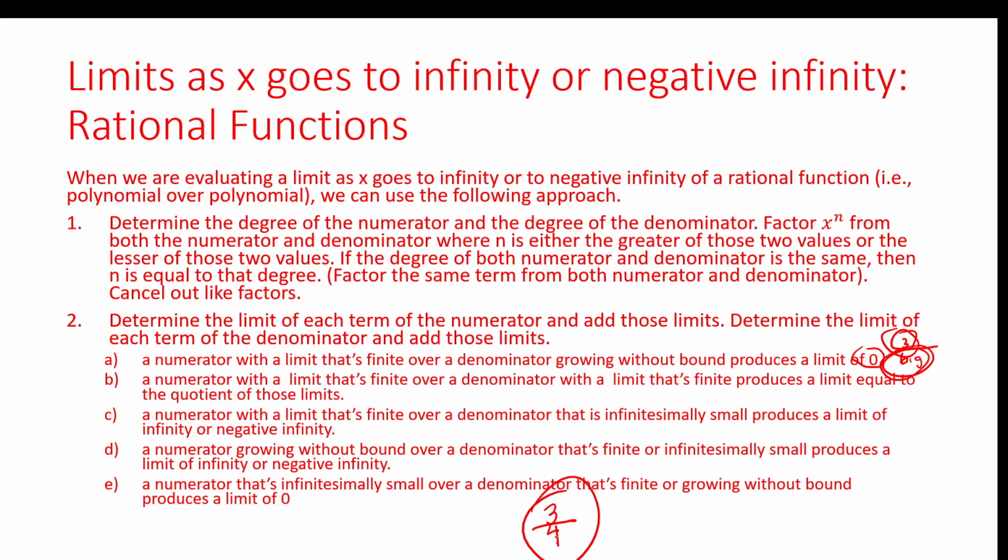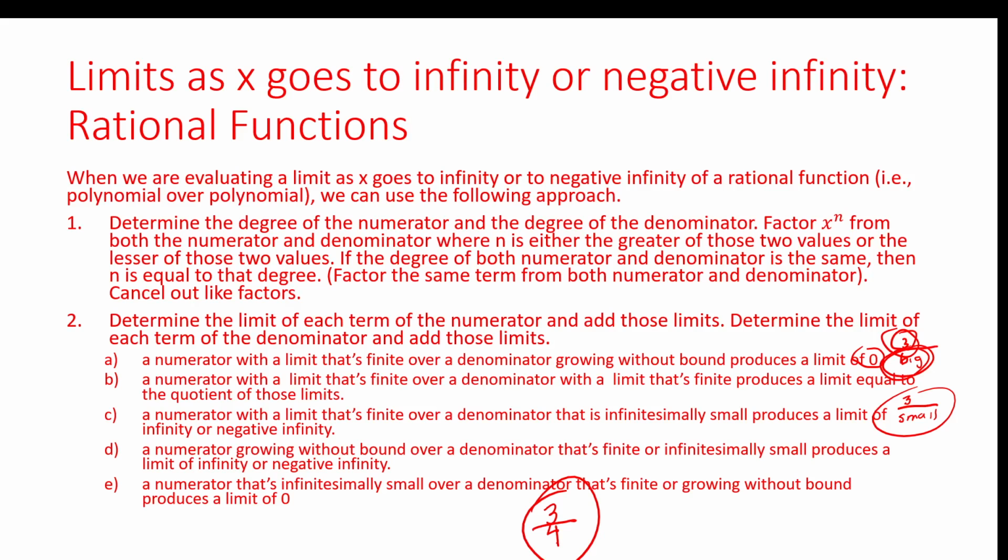For part C, if we have a numerator with a limit that's finite over a denominator infinitesimally small, that'll produce a limit of infinity or negative infinity, depending on the signs of the numerator and denominator. So let's just think about that. If we had a numerator that was, let's say, equal to 3, and a denominator that was infinitely tiny, super, super small, 0.000001, well, what we would have there would be a large number. And as that denominator is getting infinitesimally small as one can imagine, our limit would actually be infinity.